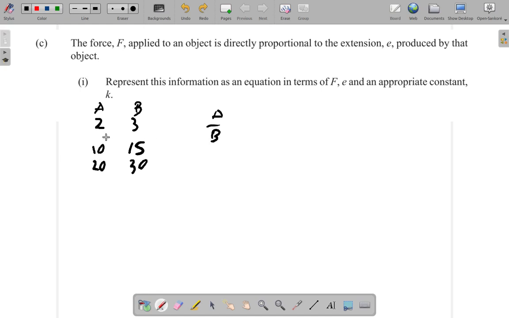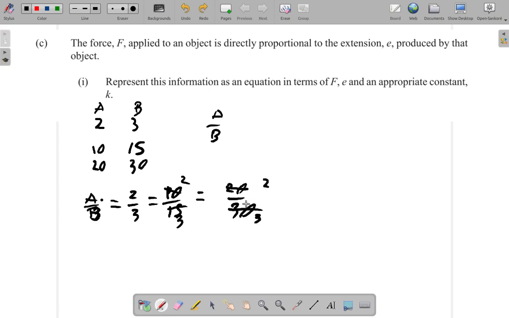That means 3 over 2 is the same as 15 over 10. So let's say A over B is the same as 2 over 3, same as 10 over 15, same as 20 over 30. Let's see if it works out. 5 into 10 is 2, 5 into 15 is 3, so this is 2 over 3. 10 into 20 is 2, 10 into 30 is 3. So they all work out to 2 over 3. So A over B is a constant.